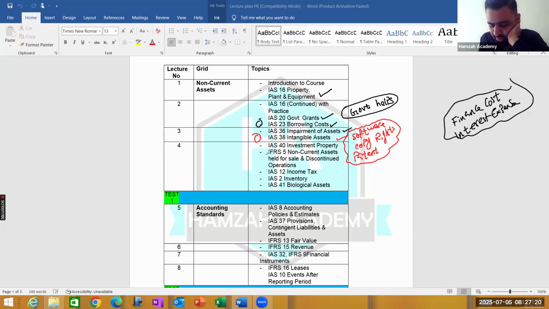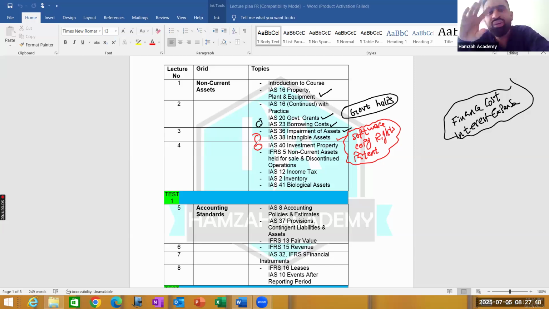Okay, now, after IAS 38, intangible non-current asset, the next area which I will be covering will be investment property. Investment property is basically land and building, but it is such land and building which we hold for rental income purposes, or you can say for capital appreciation.